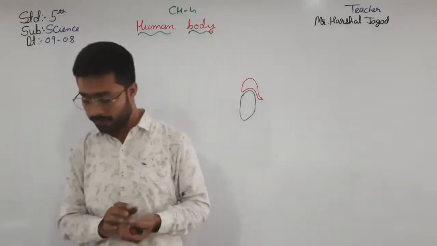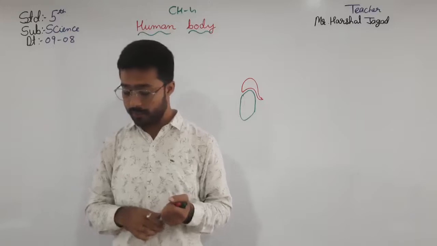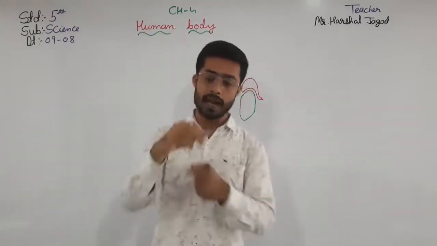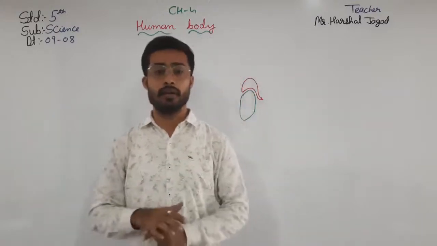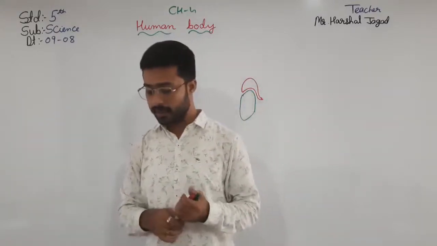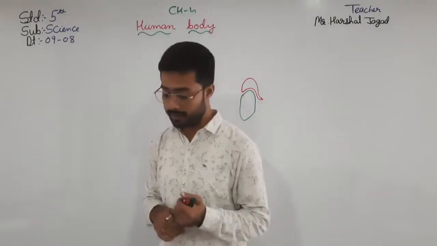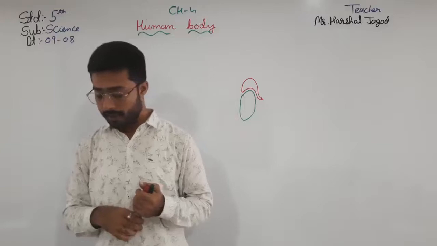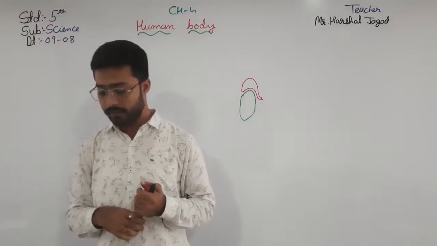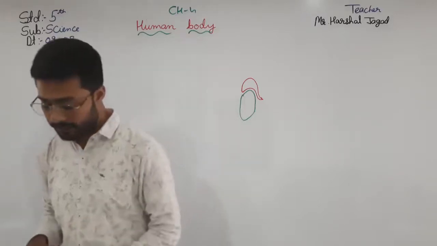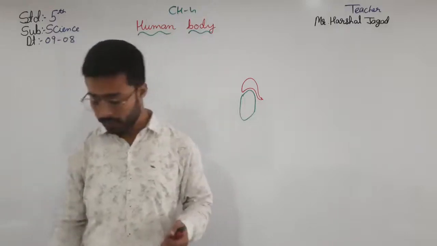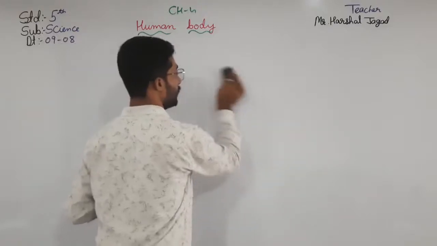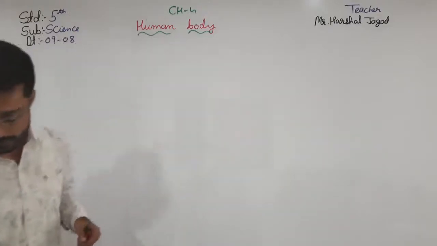Then after, the gliding joints and the pivot joints. The gliding joints are in our wrist and the ankle, in the foot. And then the pivot joint: the skull rests on the top vertebra and it joins through a pivot joint. Now coming towards our new topic, the muscular system. So what is the muscular system? Let us see that.